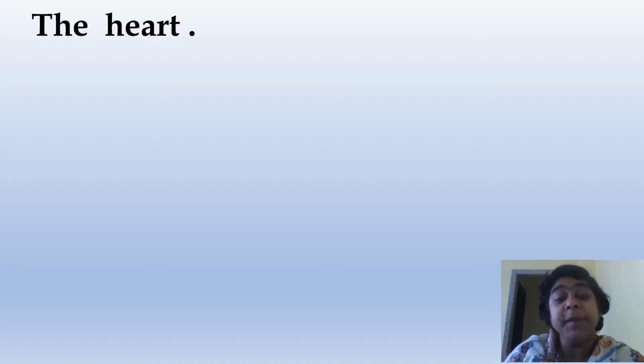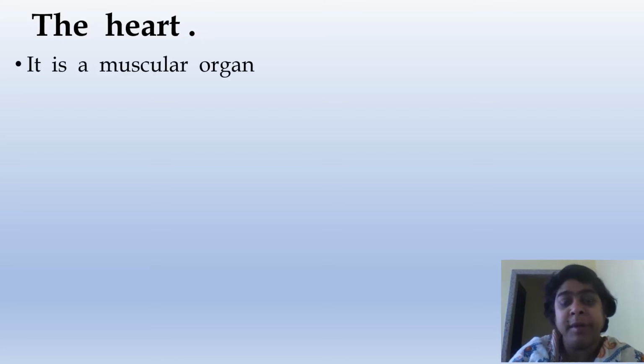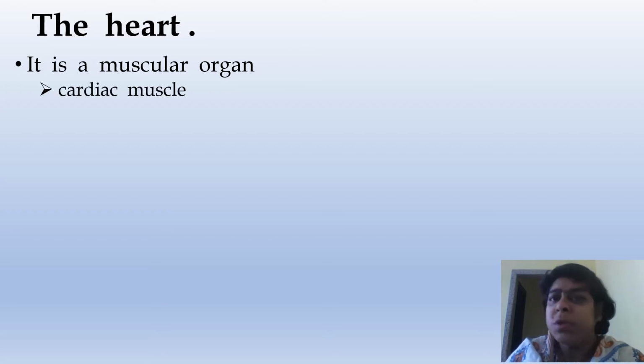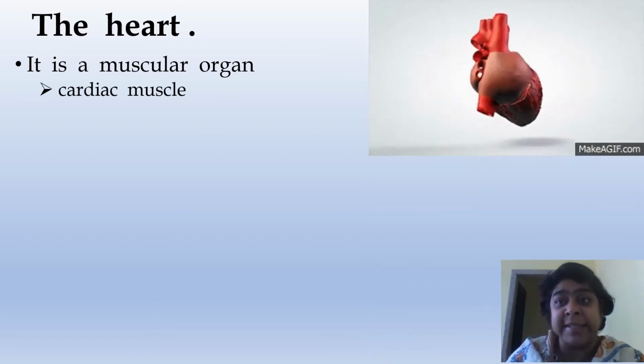Now children, let us begin with the first part in the circulatory system, and that is the heart. If you remember when we were doing the muscular system in lesson number 7, I had told you that the heart is a cardiac muscle. So what is the actual function of muscles? They contract and they relax. So the heart also contracts and relaxes.